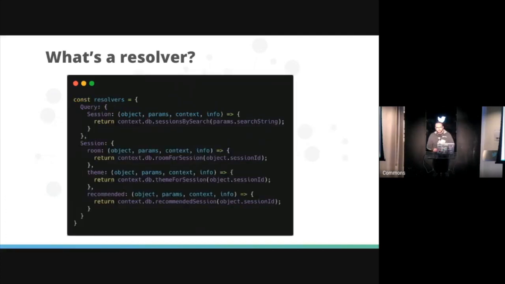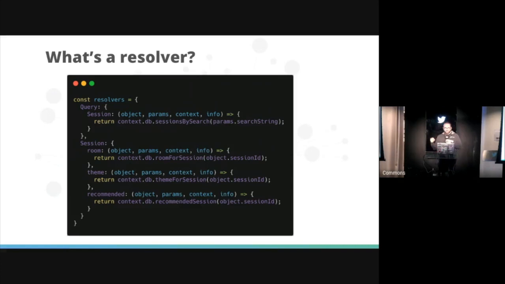So a typical implementation might look something like this. First we hit this session resolver in the query type, and we might first grab the database connection out of our context, and maybe we have some API that's like show me sessions by some search string, and we'll pass in the search string from our parameters.